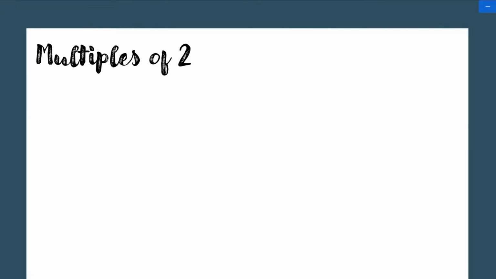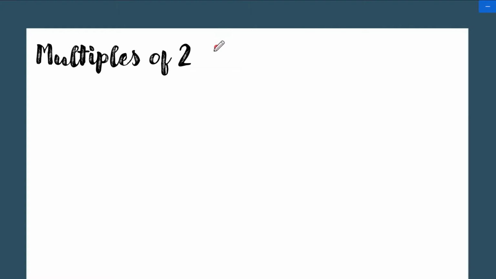Okay, first of all, multiples of 2. How do you know if a number divides exactly by 2? A multiple of a number is a number that divides exactly by the other number. So 10, for example, divides exactly by 2, and it gives you 5. That means that the 2 and the 5 are factors of 10, and 10 is a multiple of 2 and a multiple of 5.